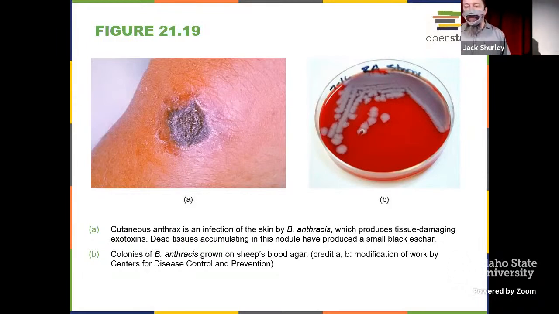And then this plate would be a chocolate agar. No chocolate involved. It's just lysed red cells. All right. So the anthrax grows beautifully on these blood agar plates. You get great growth.